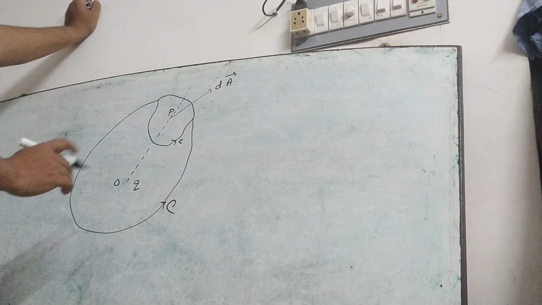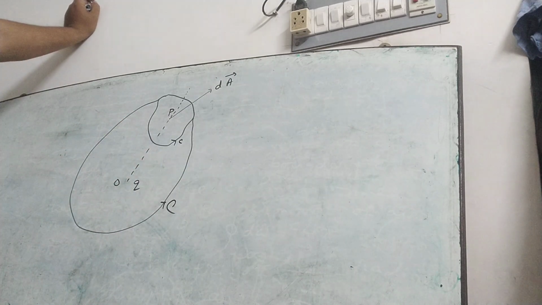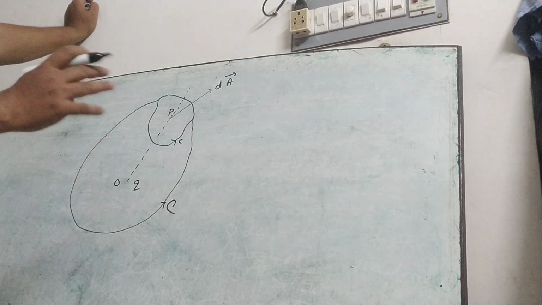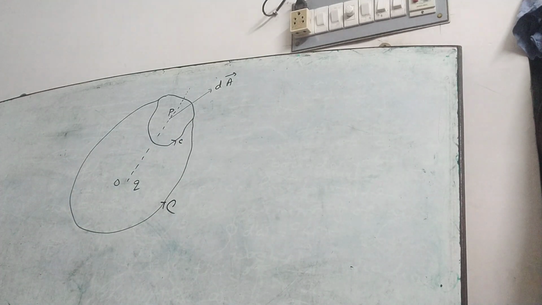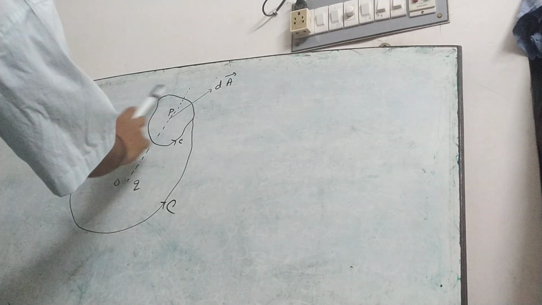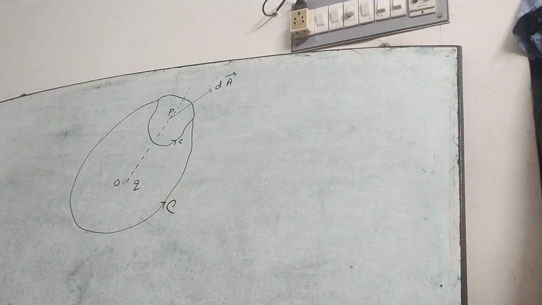In many books, the Gauss theorem is proved by a sphere, but this is a special case. But this proof is in a general way, or this proof can be applied to any surface.